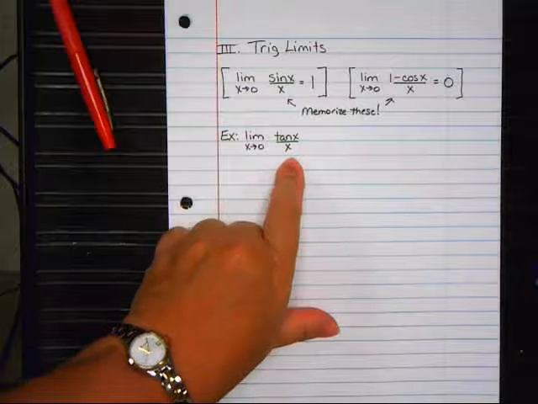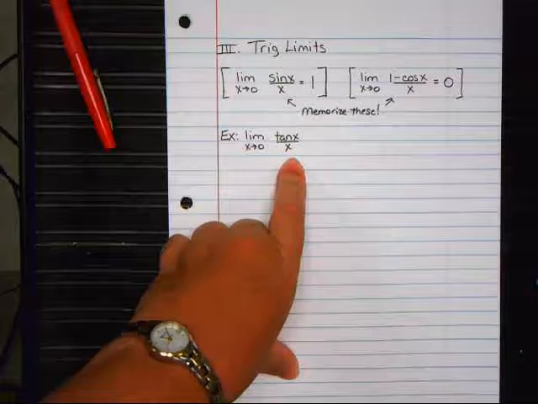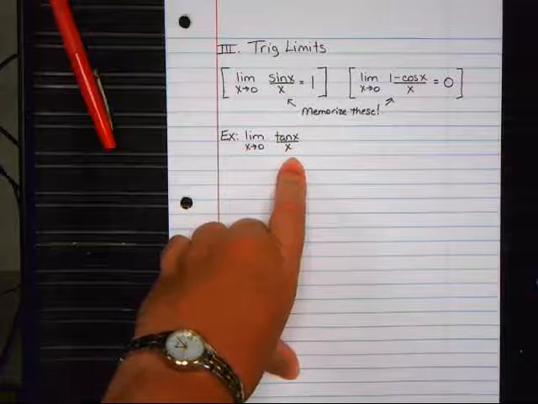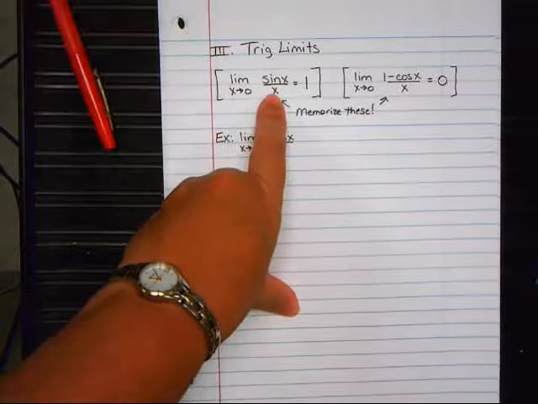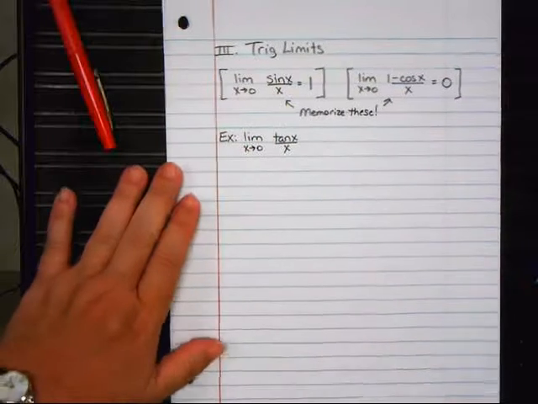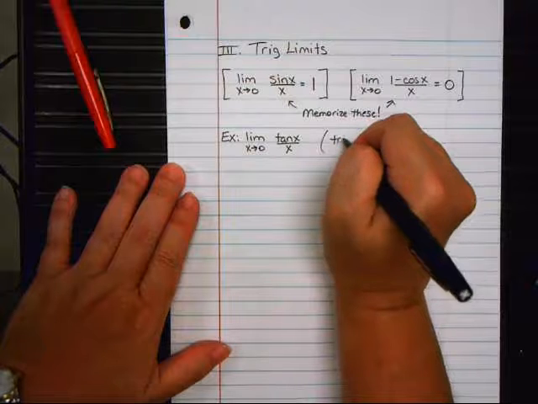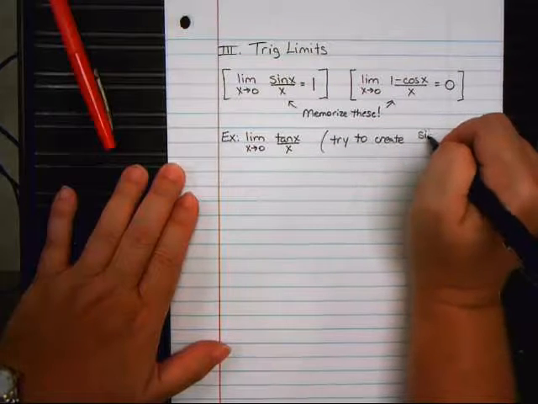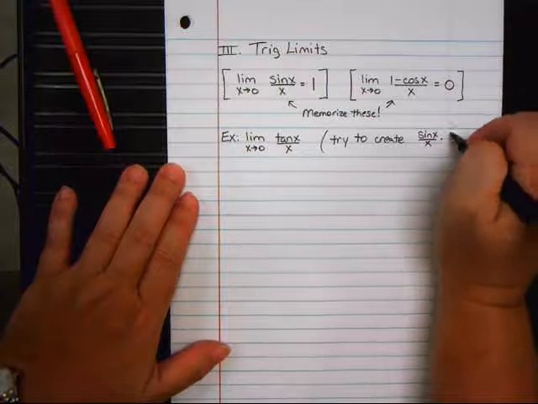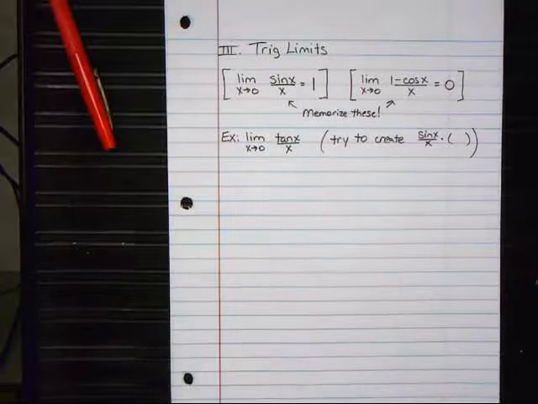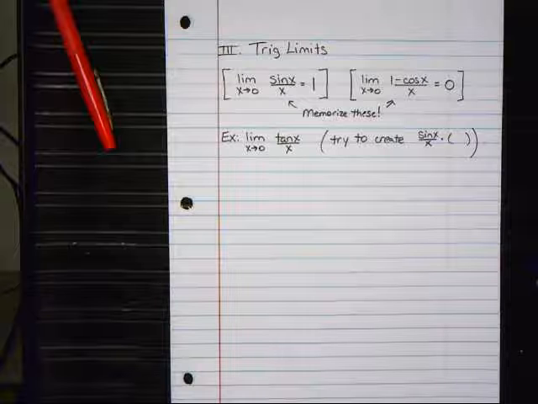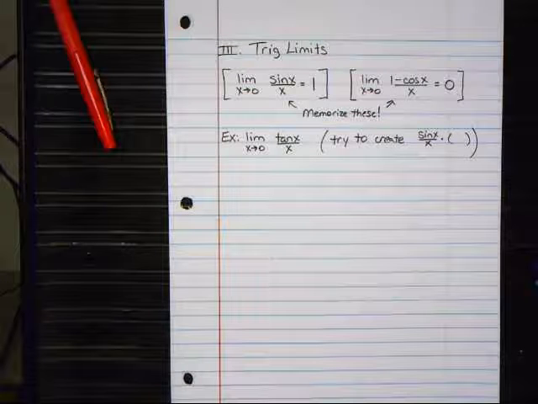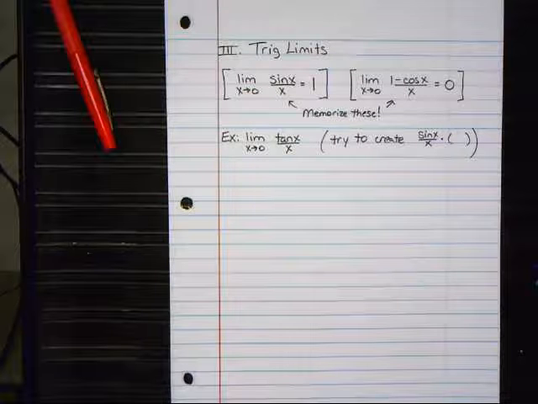What we're going to do is take this problem and play with it until we find the hidden treasure, which is sine of x over x. We're going to try to create sine of x over x times something else. That's the whole point of this process. We're going to use the trig knowledge that we have to rearrange the problem and create sine of x over x times something else. And then that something else we can find the limit of.